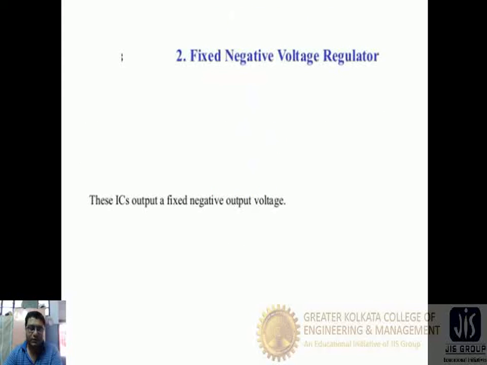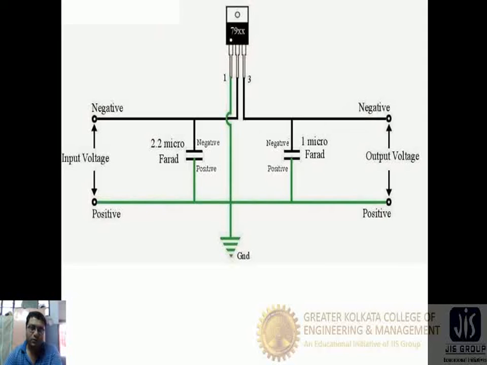There is also a negative voltage regulator. It can produce a negative voltage at its output. It is the 79XX series. It can be 7912, that means 12 volts, or 7905. It can be any type. So if we apply an input voltage, we can get a negative regulated output voltage at its output.